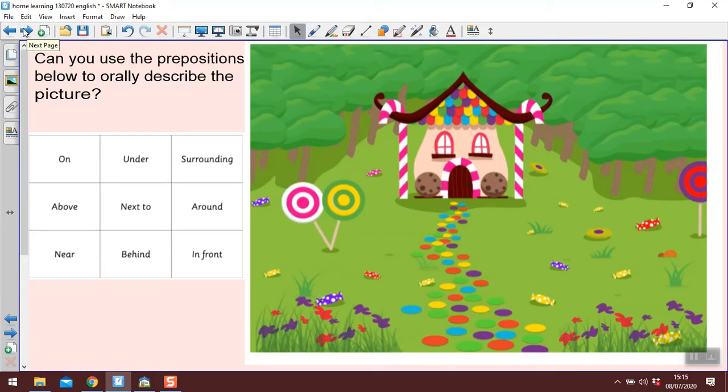First of all, can you use the prepositions below to orally describe the picture? We've got on, under, surrounding, above, next to, around, near, behind and in front. Orally means to talk, so I'd like you to pause the video and say some sentences aloud that describe the picture by using the prepositions on the screen. Pause the video while you do this.